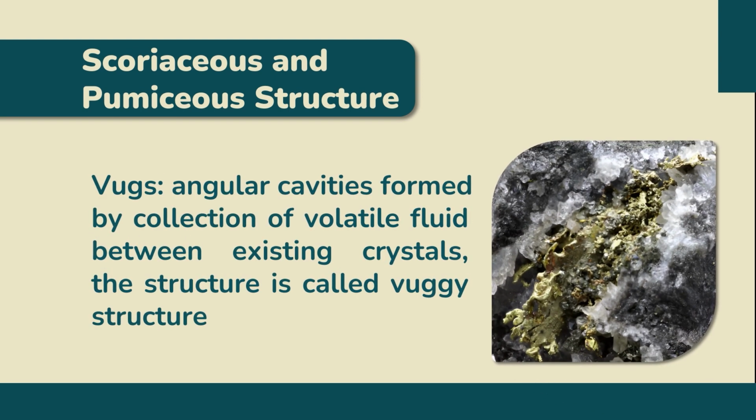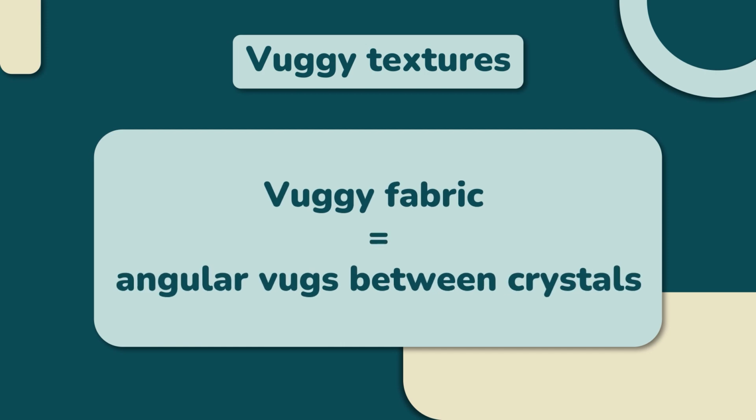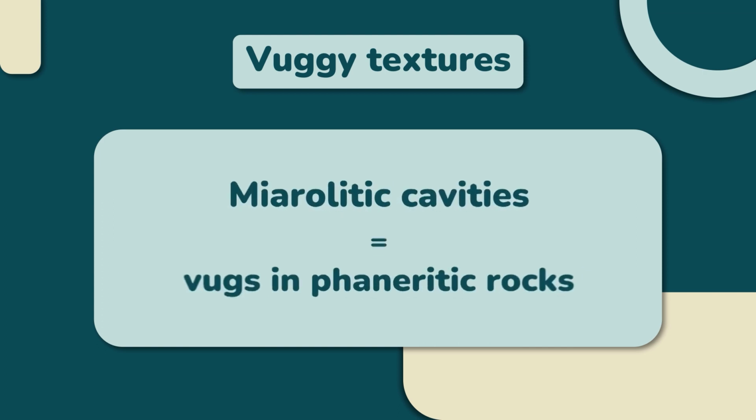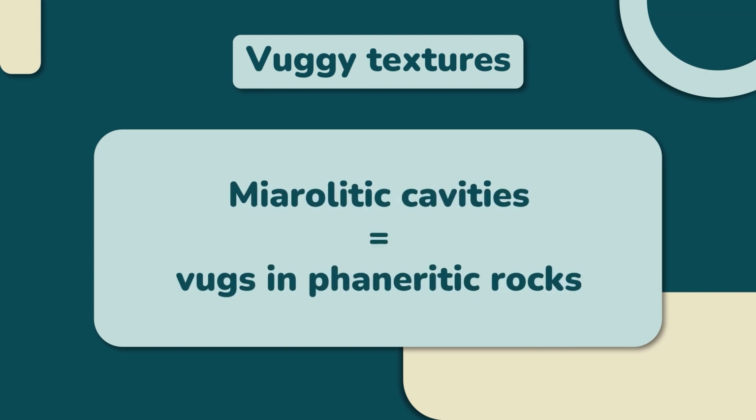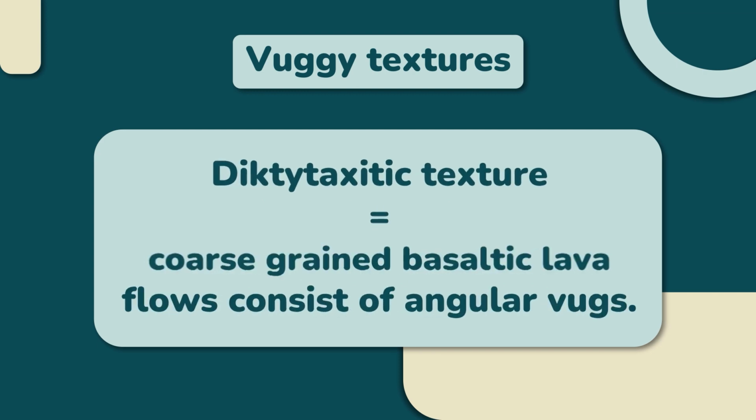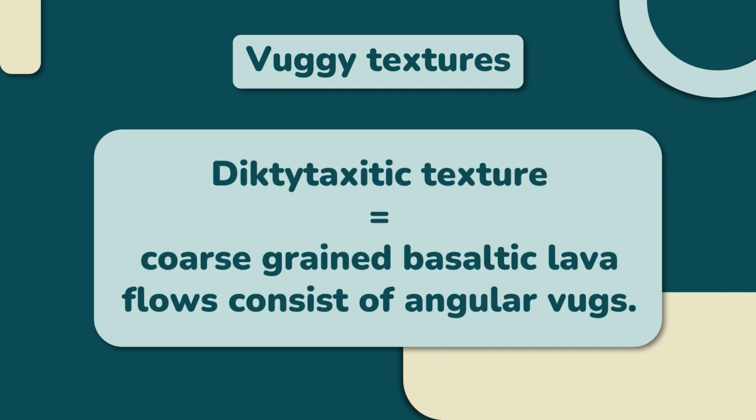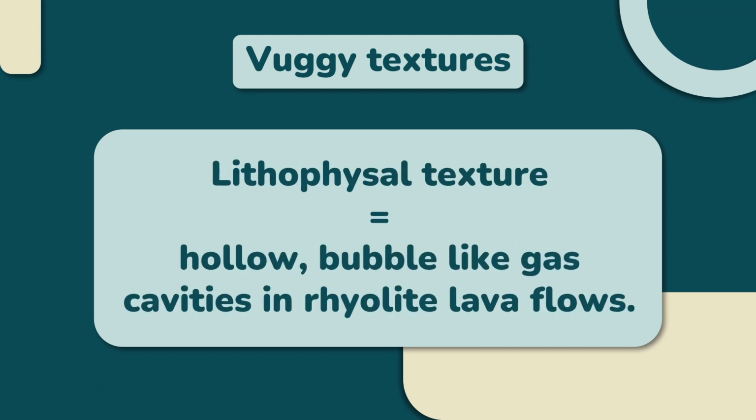What are vugs? Angular cavities formed by collection of volatile fluid between existing crystals. The structure is called vuggy structure. Vuggy structure can be of four different types. Vuggy fabric, which is angular vugs between crystals. Miarolitic cavities, vugs in phaneritic rocks. Diktytaxitic texture, where coarse-grained basaltic lava flows consist of angular vugs. Lithophysal texture, hollow bubble-like gas cavities in rhyolitic lava flows.